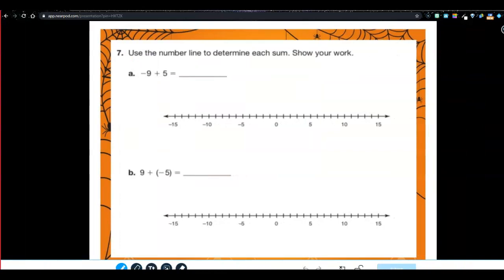Okay, you're going to try this one on your own. First number, -9. Remember to start at 0. Okay, so -9 and then +5, different signs. So our arrows should be going different directions. Might be easier to write on this if you can zoom your screen a little bit.